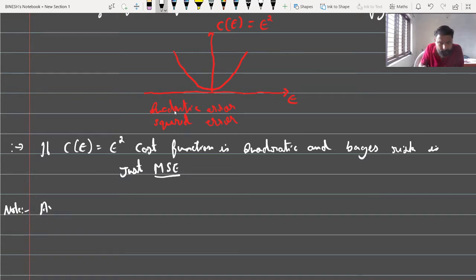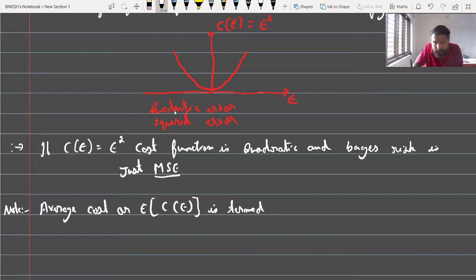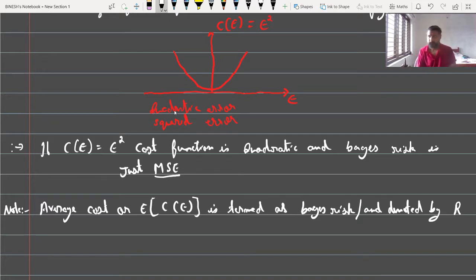The average cost, or the expectation of the cost of error, is termed the Bayes risk and is denoted by capital R. That's the case.